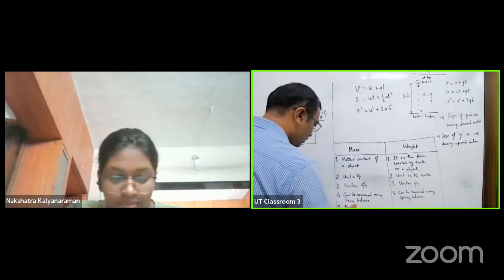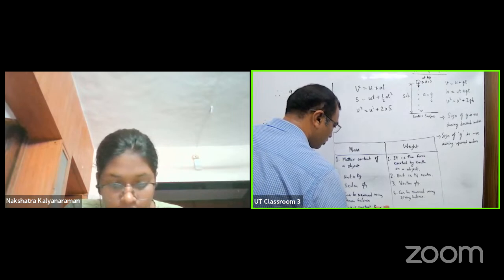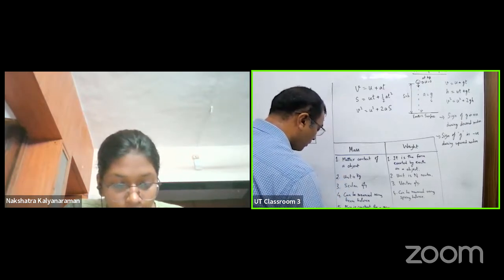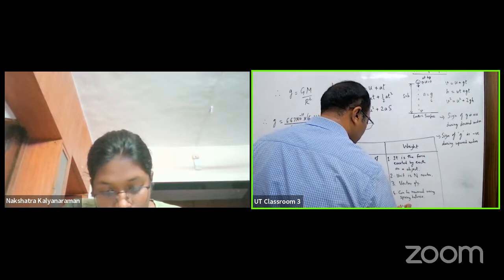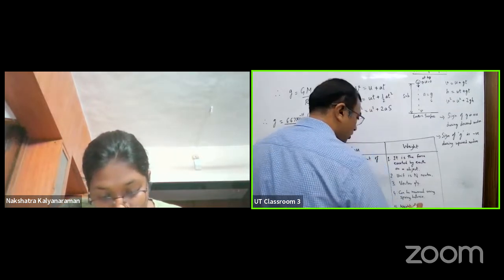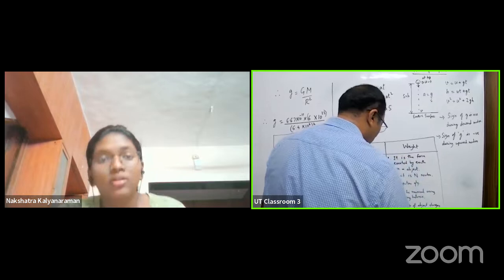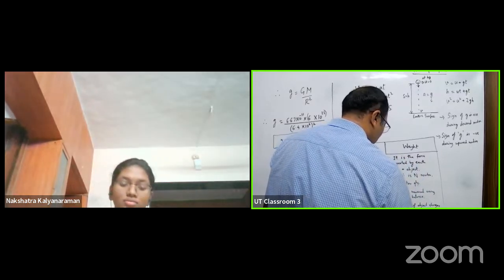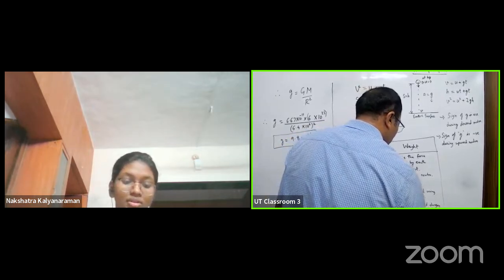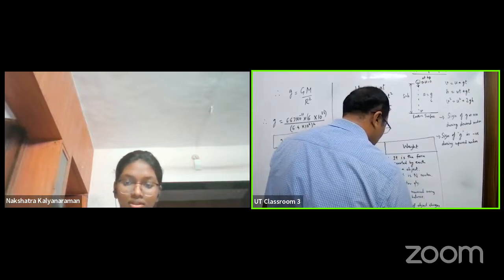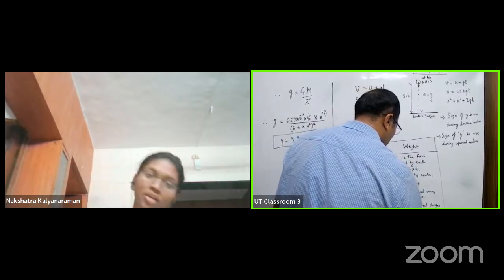Mass is constant for a given object. Weight of an object changes from place to place due to change of value of small g.